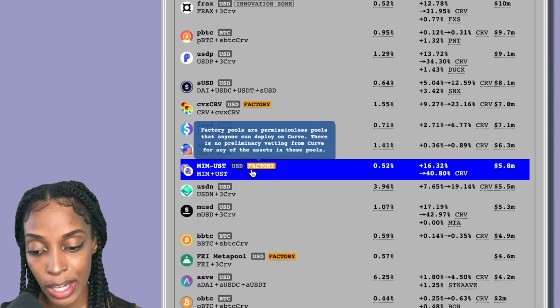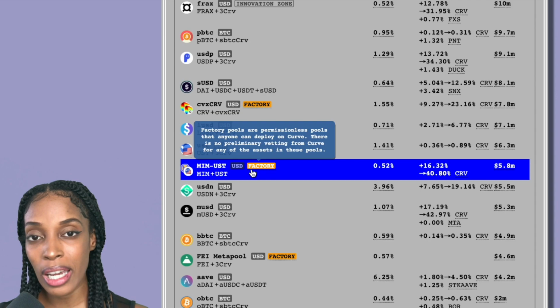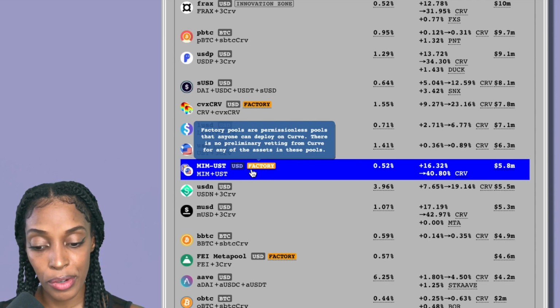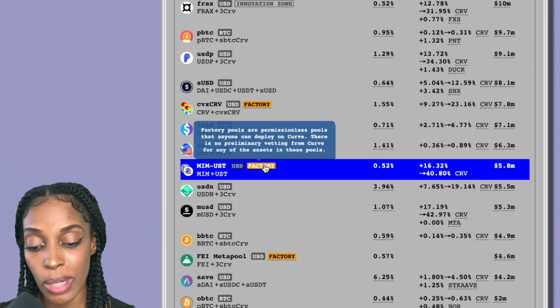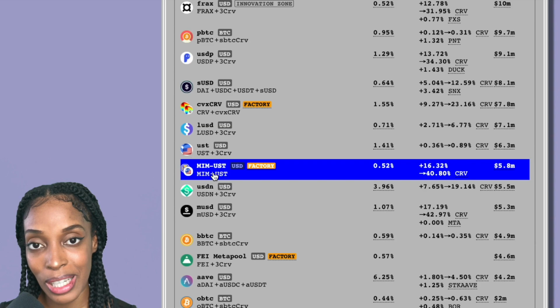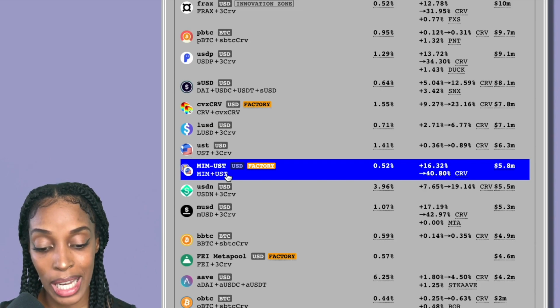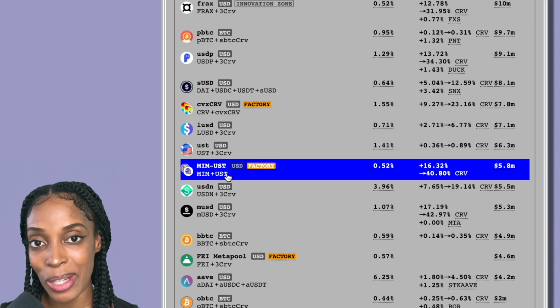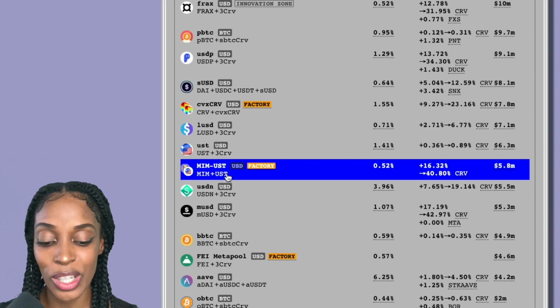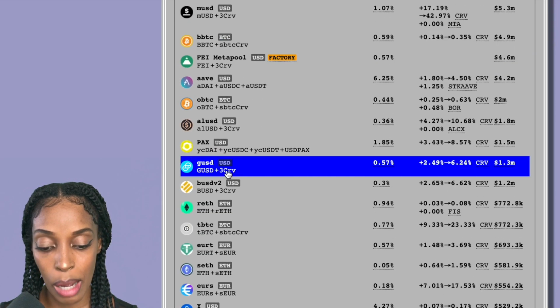This one definitely catches my eye, but anyone can deploy a pool on Curve. So for example, they're showing you this notification here saying, hey, factory pools are permissionless. Anyone can provide it. So you have to look into the underlying token and protocol to see if you trust it and it makes sense. And by the way, you should also consider getting insurance for DeFi as well. Don't just trust things. You can get insurance as well because anything can happen, right?